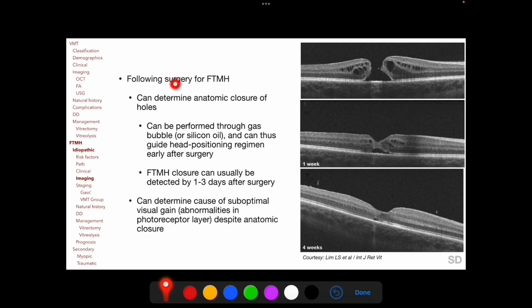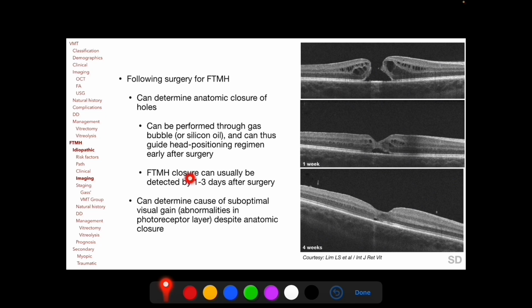Following surgery for full-thickness macular hole, OCT can determine anatomic closure of the hole, and this post-operative OCT scanning can be performed through gas bubble or silicone oil as early as the first post-operative day and can thus guide head positioning regimen early after surgery. Swept source OCT is considered to be more efficient for this purpose.